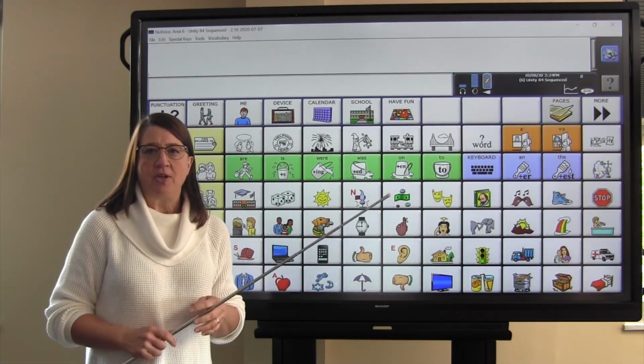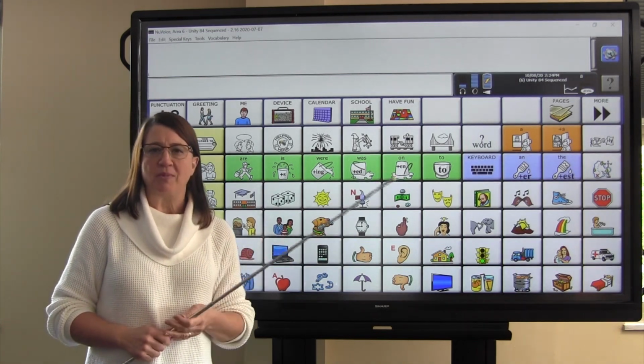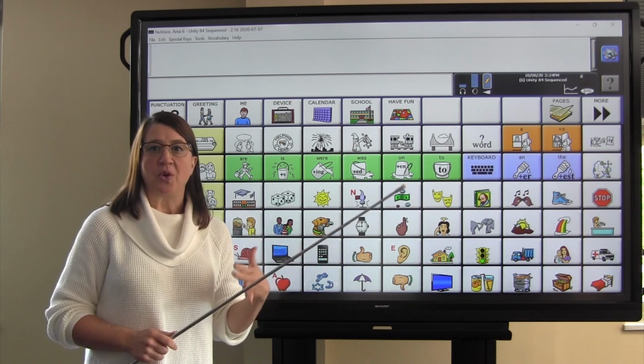Why don't you take some time on your own and explore the different adjectives, noun categories, and ly adverbs that are in the system as you start to build your own utterances.